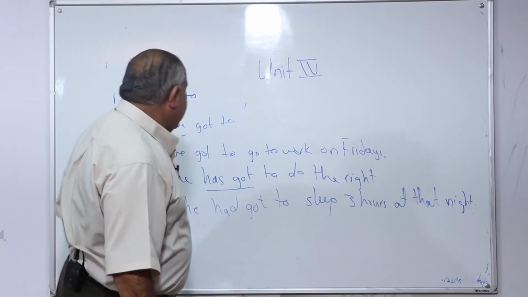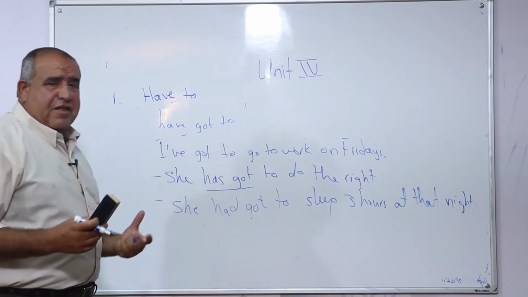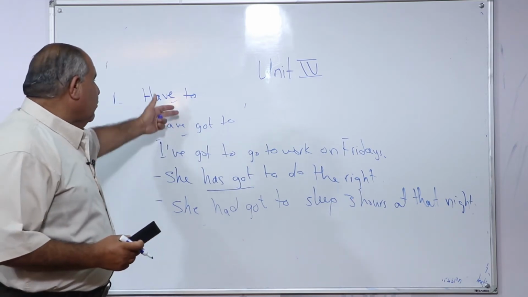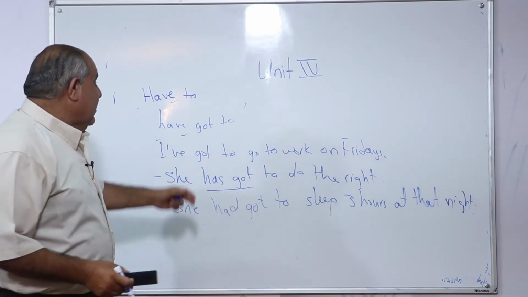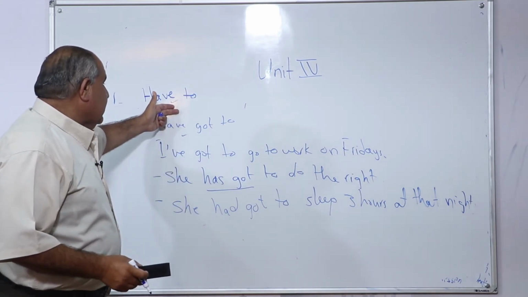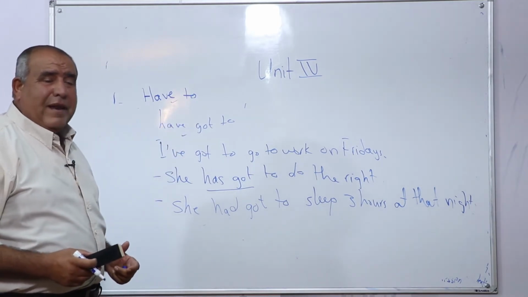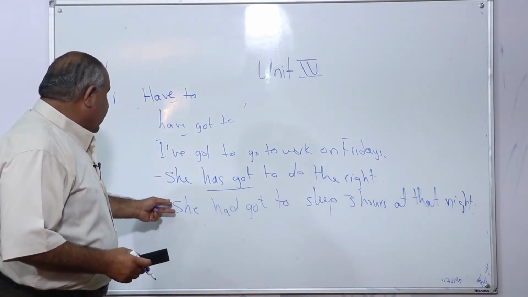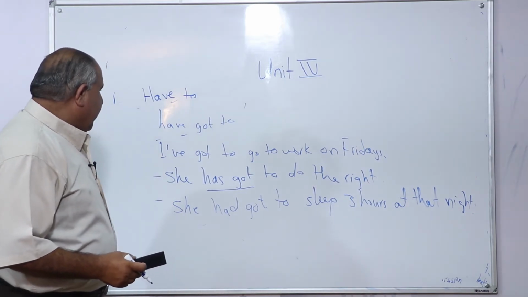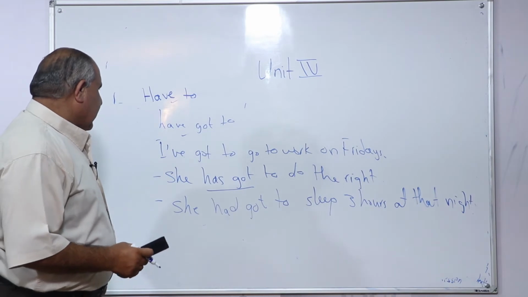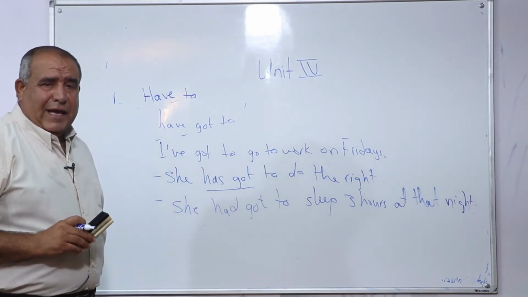These are now the differences between have to and have got to. Again, they are similar in meaning, but have to is used in written English, has got to is used in spoken English, have to is used as formal, has got to is used as informal language. Number three, we can talk about the formality of the language. Okay, now this is about the uses of have to and its forms.